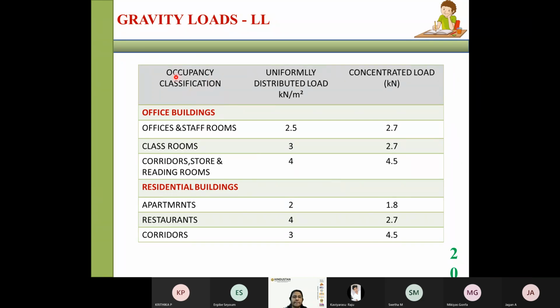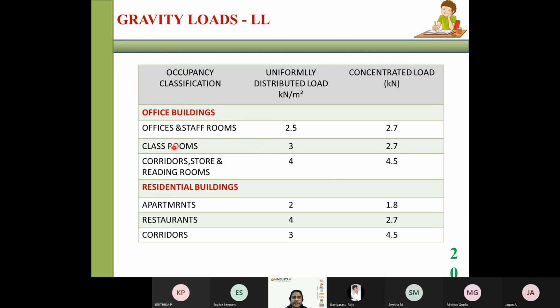And the occupancy and classification. If it's an office building, office and staff rooms, you can take 2.5 kilonewton per meter square. Usually your live load will be taken as a uniformly distributed load, not as a concentrated load.